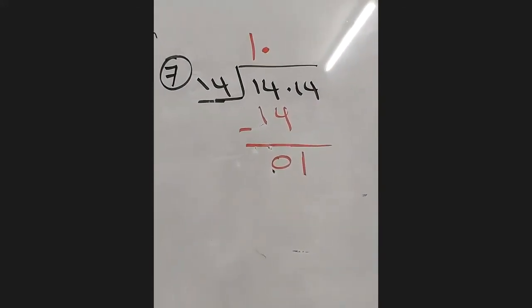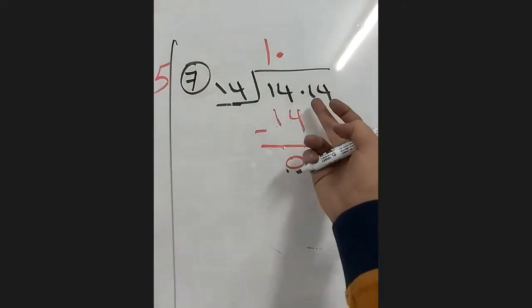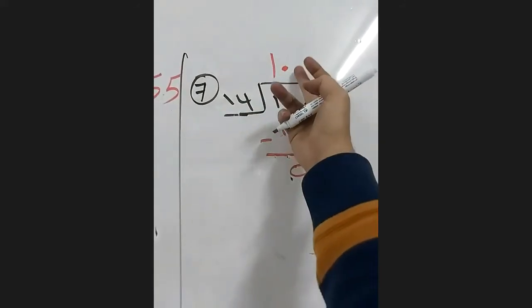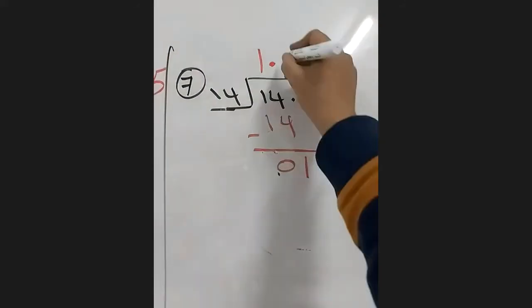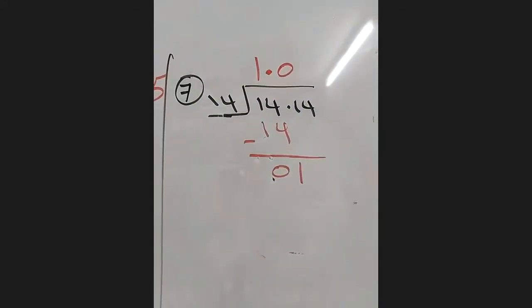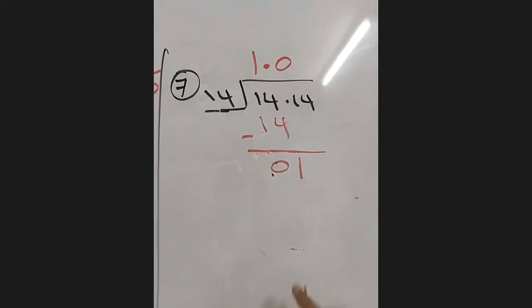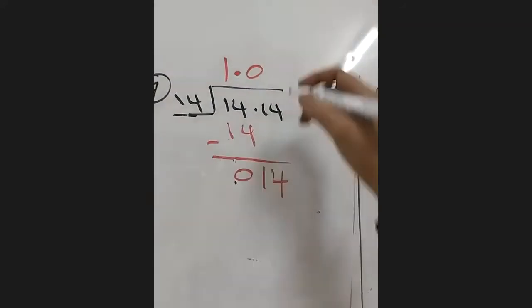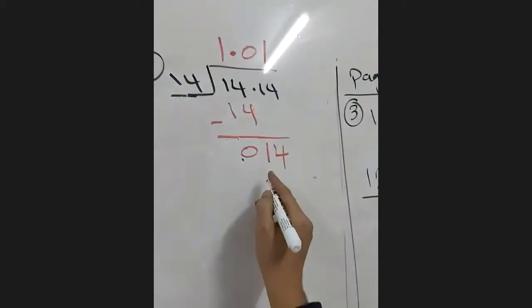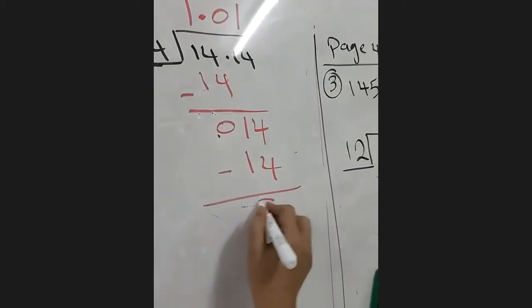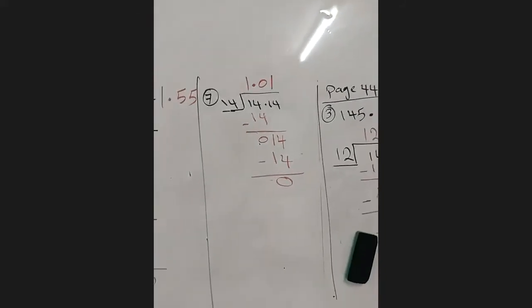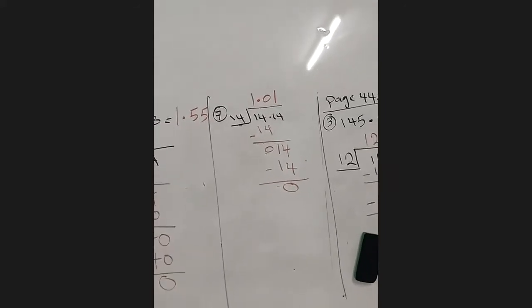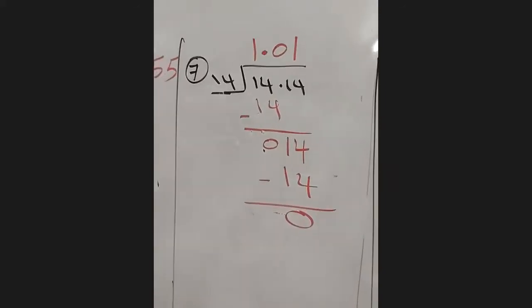The 1 is less than 14, so what will I put here? 0 in the quotient. Don't forget that, guys. Then 4 down. It's 14. 14 divided by 14 is 1. 1 multiply 14 is 14. Subtract: 0. So we are done. The answer is 1.01. Thank you, Muhannad. This is question 7, guys. Copy it, please.